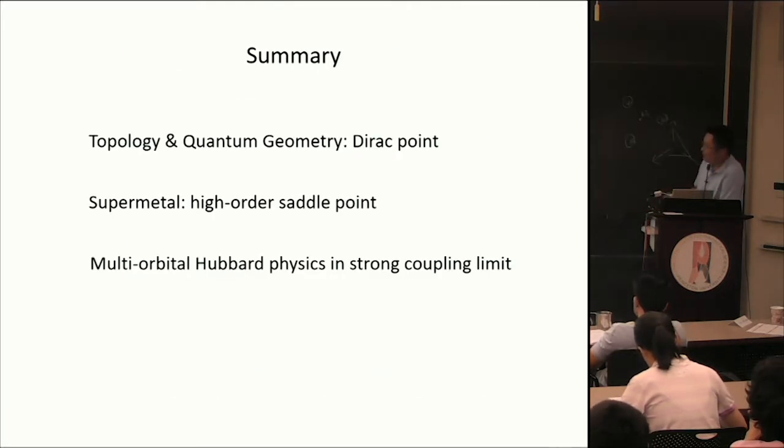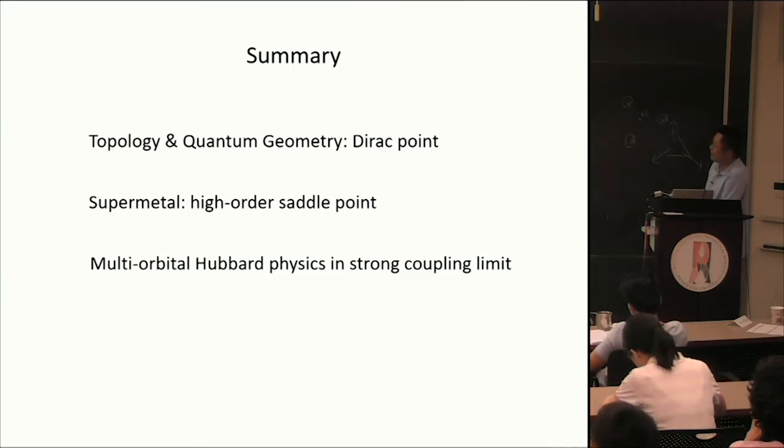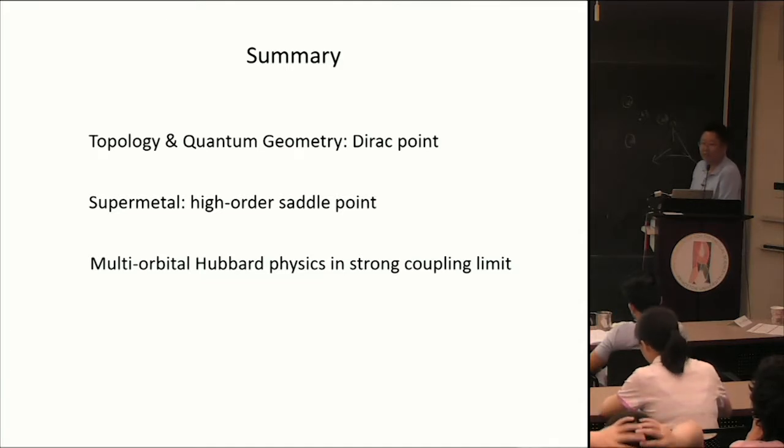So with this, let me just summarize. These are the three topics covered: the topology and the quantum geometry in 2D materials. The key player is the Dirac point. When the Dirac point opens up a gap, it leads to various topological states, and the massive Dirac point also gives rise to Berry curvature, and that can be probed. That leads to the nonlinear Hall effect.